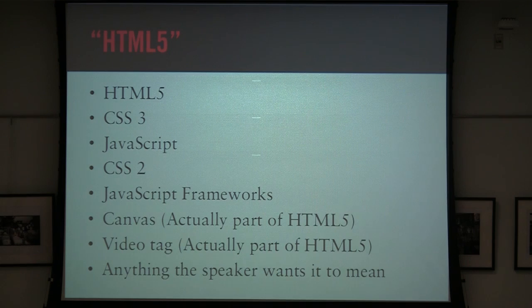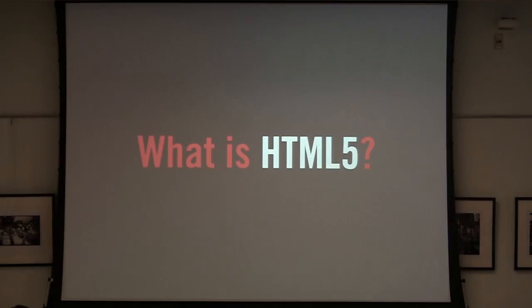So "HTML5" can actually mean HTML5. But a lot of times it also means CSS3. Sometimes it's JavaScript. Sometimes it's stuff that was actually introduced in CSS2. Sometimes they're talking about JavaScript frameworks, which isn't really HTML5. Sometimes it's Canvas, which actually is a part of HTML5, or video, which is part of HTML5. Or it's basically anything the speaker wants it to mean because they really want to land this contract because they want to write cool shit that works on an iPad.